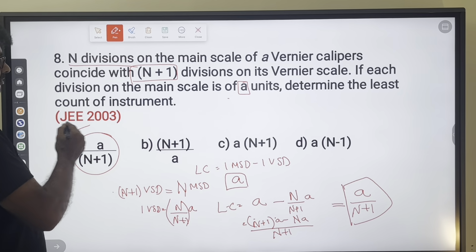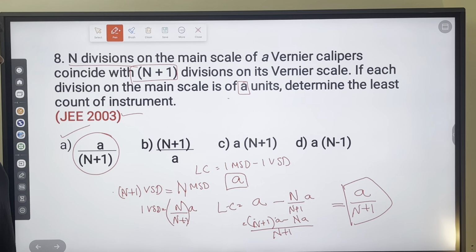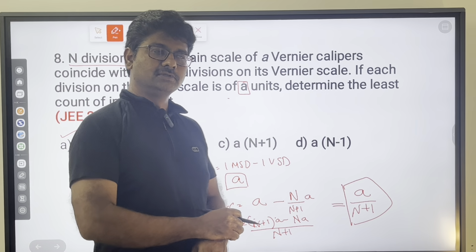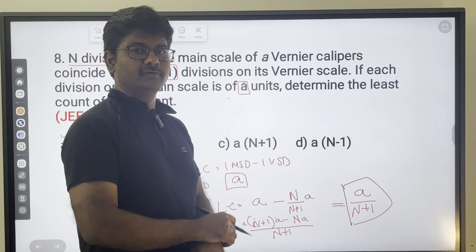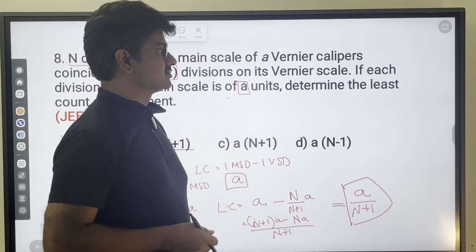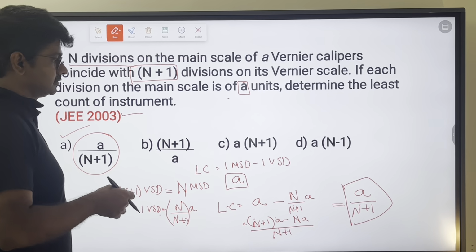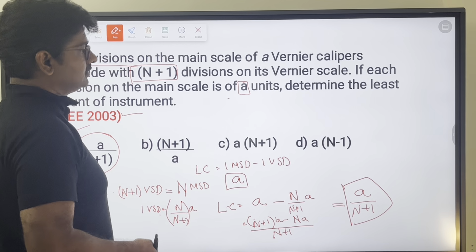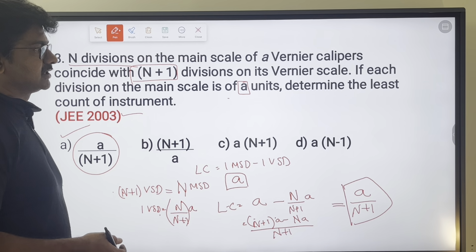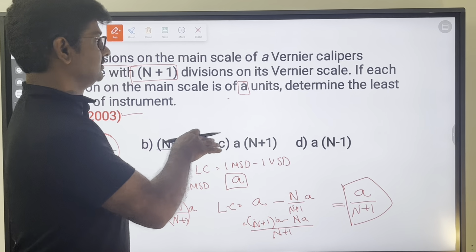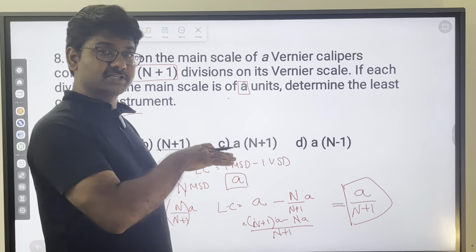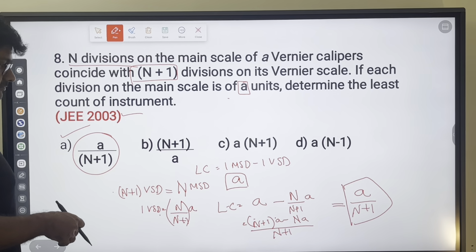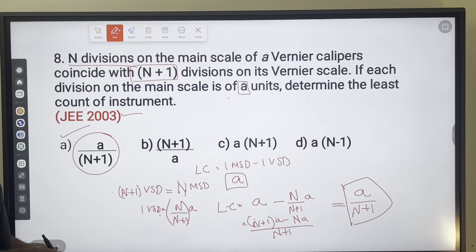So A. This appeared in JEE 2003. Actually all these vernier calipers and screw gauge questions now you get in section B, where the experimental section is there. There you get all these questions now, in JEE 24 and coming. According to the current syllabus, these vernier calipers and screw gauge, all this experimental basis, they'll come in section B. Okay, so this is the answer. Next one.